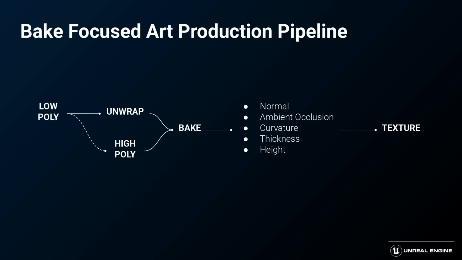From that bake, we would get normal maps, ambient occlusion maps, curvature, thickness, height, and so on. And then we'd be able to use those baked maps to fake a level of detail that wasn't actually there. And we could also then use that information to texture our final asset.